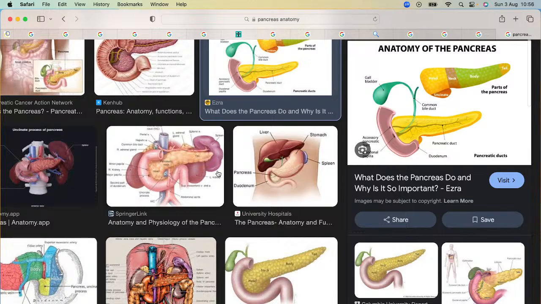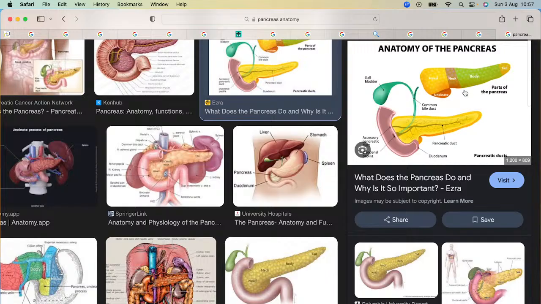Okay, then the last part is about the arterial supply. So again, the celiac trunk and the superior mesenteric artery are the two main branches responsible for the supply of the pancreas. From the celiac trunk, we have the superior pancreaticoduodenal artery with the anterior and posterior branches, and from the superior mesenteric, we have the inferior pancreaticoduodenal artery. Then there are also pancreatic branches coming from the splenic artery. The splenic artery will give the pancreatic branches and will supply the body and the tail.